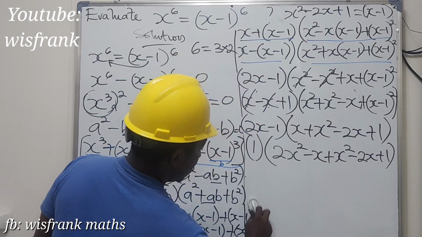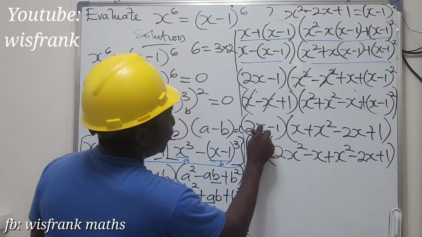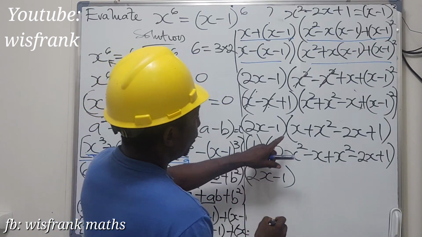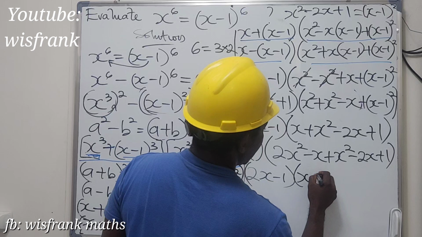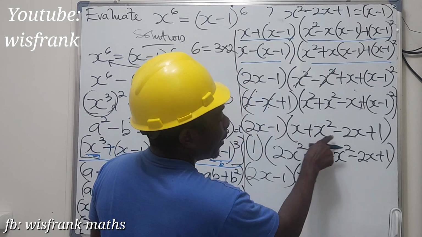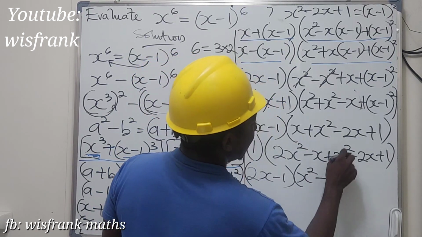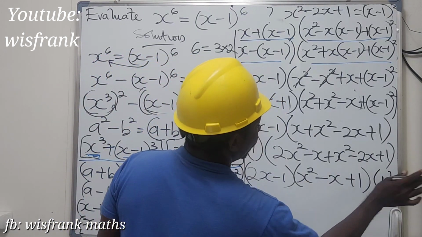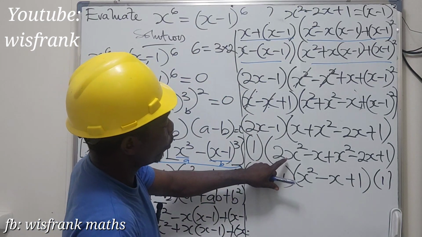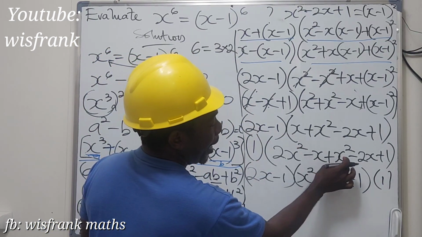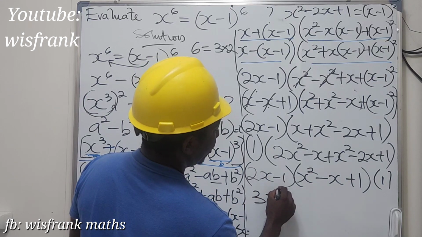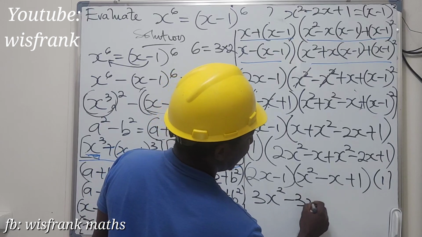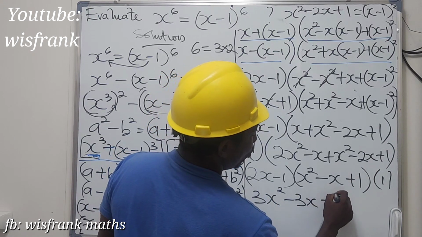So here, we need to clean this. For us to further simplify this, this will become 2x minus 1. That is the first one. Then we have here x squared. Then we have x minus 2x will give us minus x. Then we have plus 1. Then this one is into 1, we can do away with that one. That is the third one. Then the fourth one, we have 2x squared and x squared will give us 3x squared. Then we have minus x minus 2x will give us minus 3x. Then what is left is plus 1.